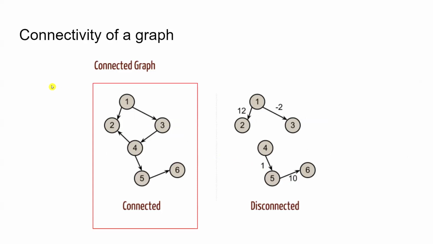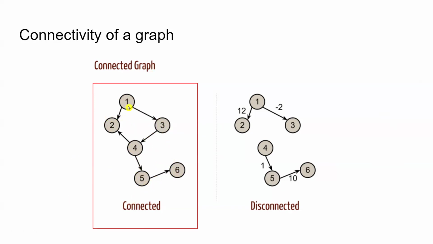The first definition is the connectivity of a graph. For the basic definition of a graph in our context, it has to have connectivity. So this is a connected graph. If you pick two random points on the graph, let's say 4 and 6, you can go from 4 to 6 through the edges and the nodes. So 4 to 5, 5 to 6. And let's say you pick 1 and 5: 1 to 3, 3 to 4, and then 4 to 5. It doesn't matter how you do it.